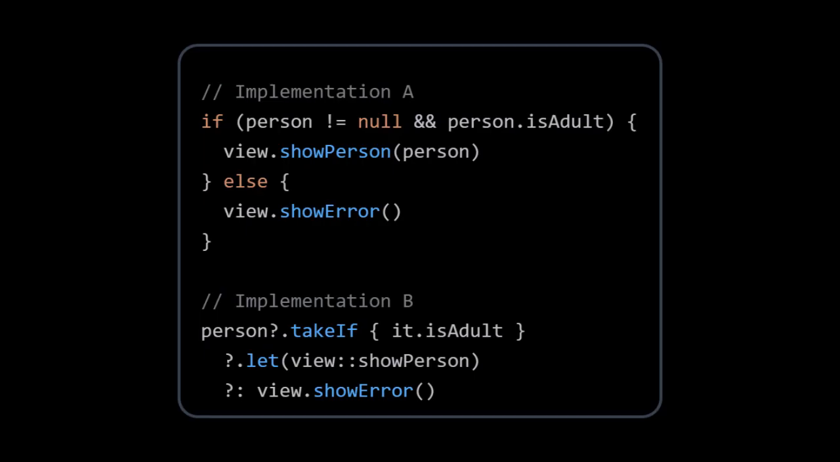The second one, implementation B, uses a safe call with takeIf, checking if the person is an adult, then a let to show the person, and an else operator to show an error otherwise. Which one is better, A or B? Using the naive reasoning that the one with fewer lines is better is not a good answer. We could remove the line breaks from the first implementation, but this wouldn't make it more readable.